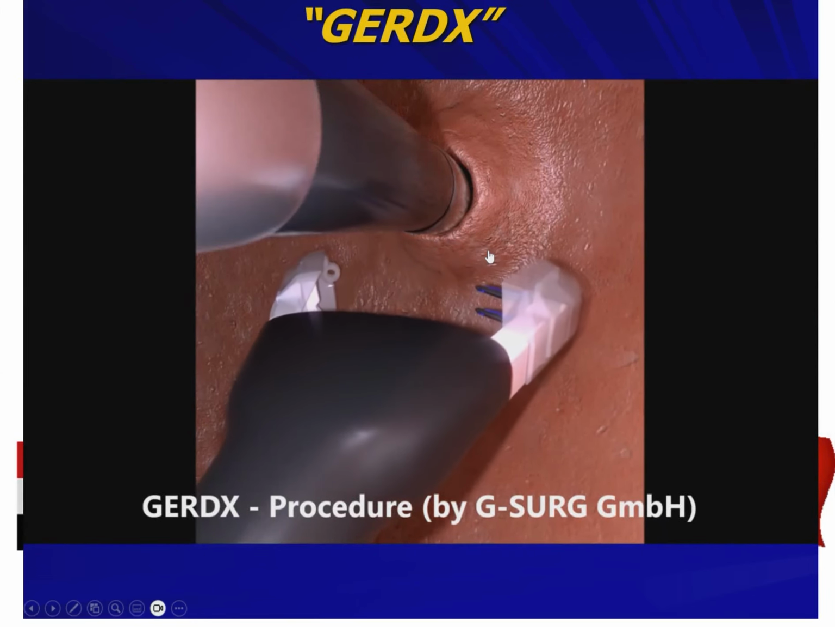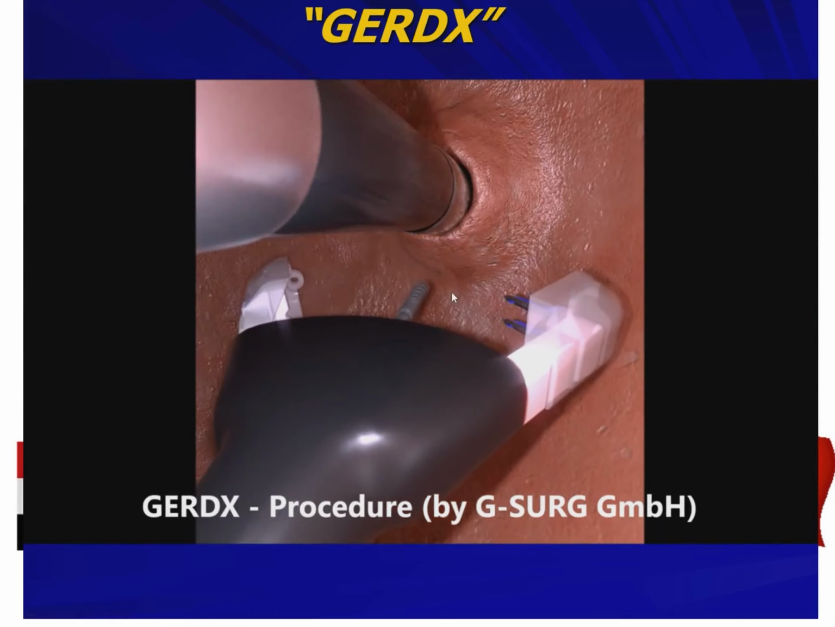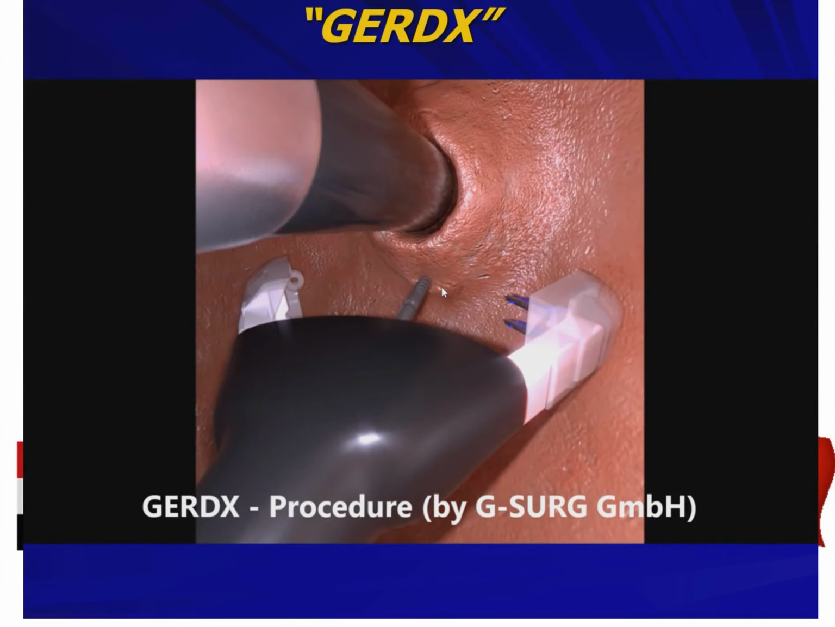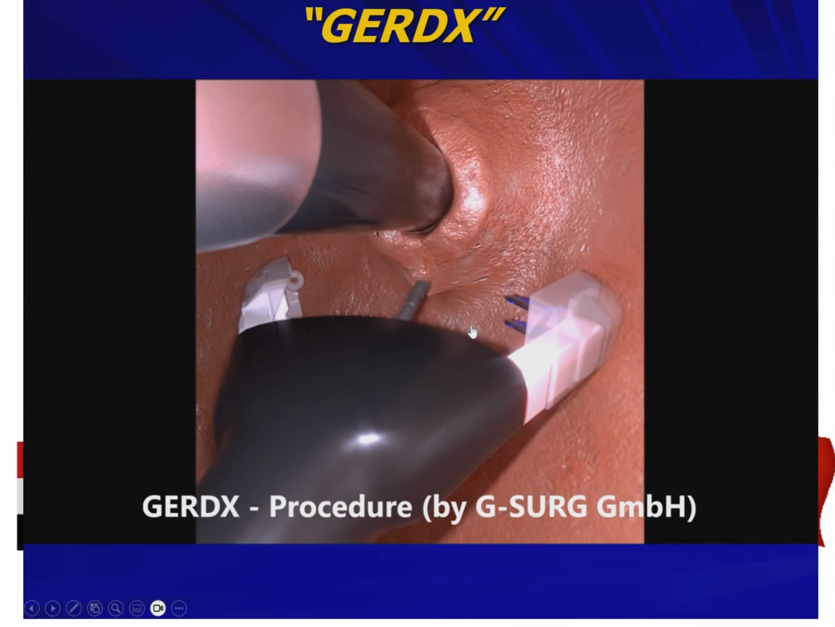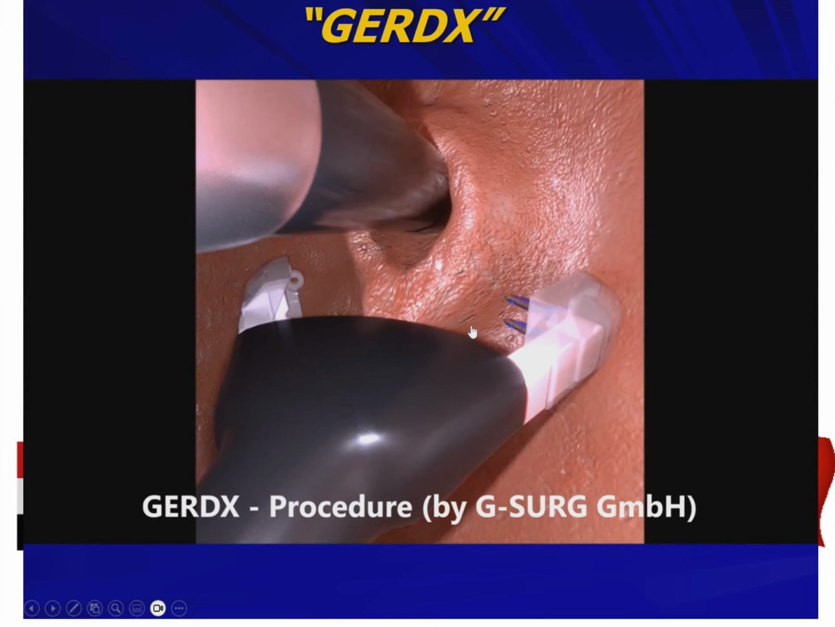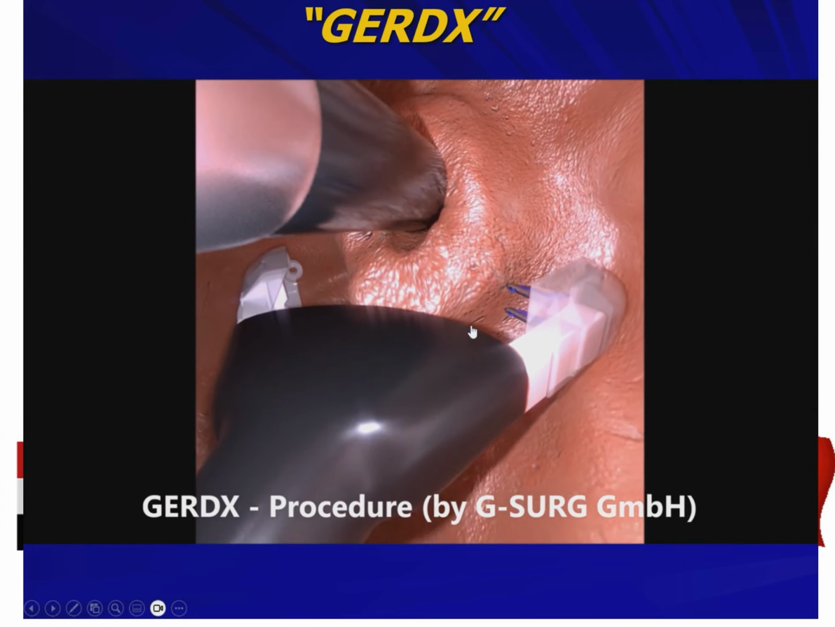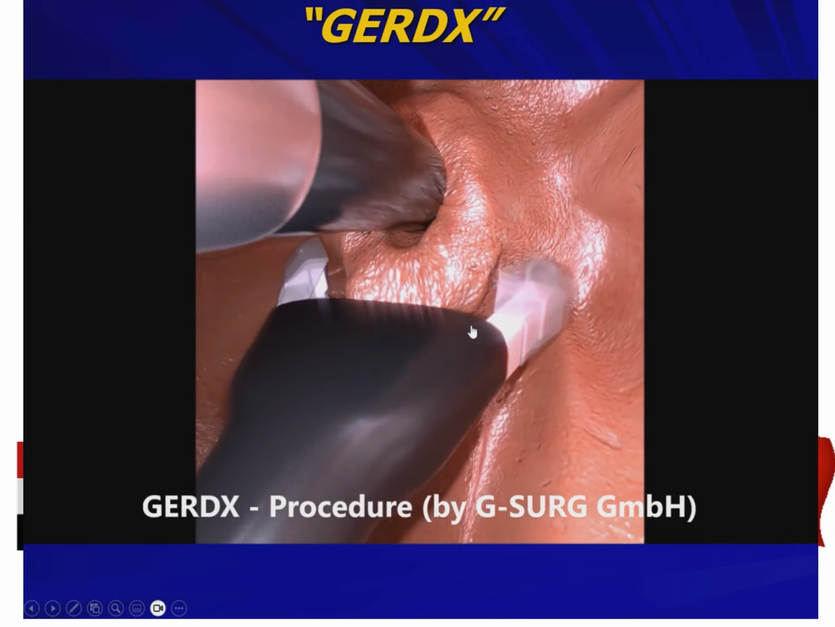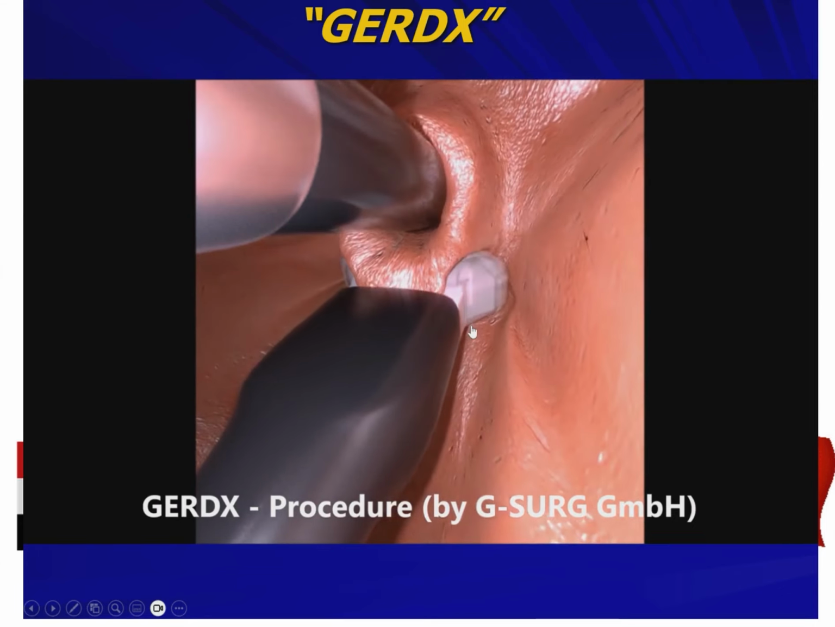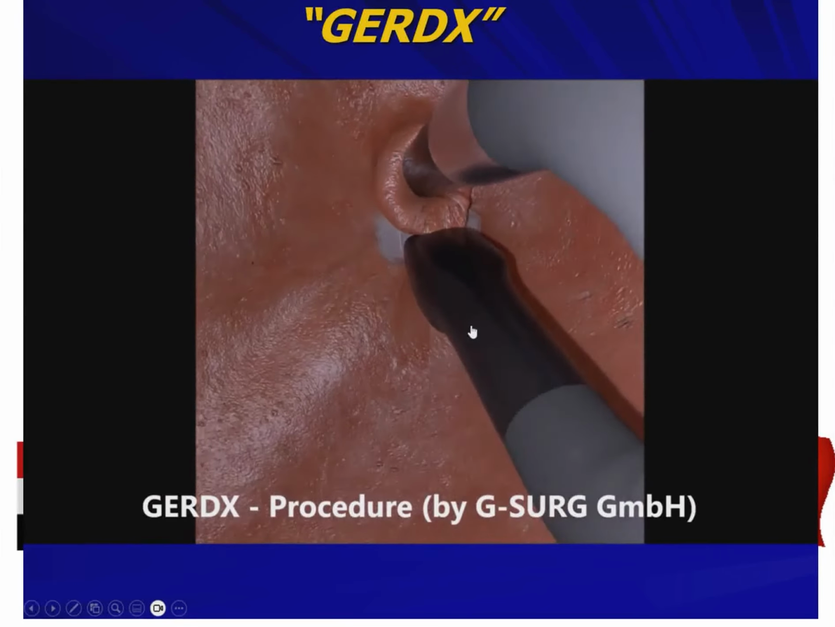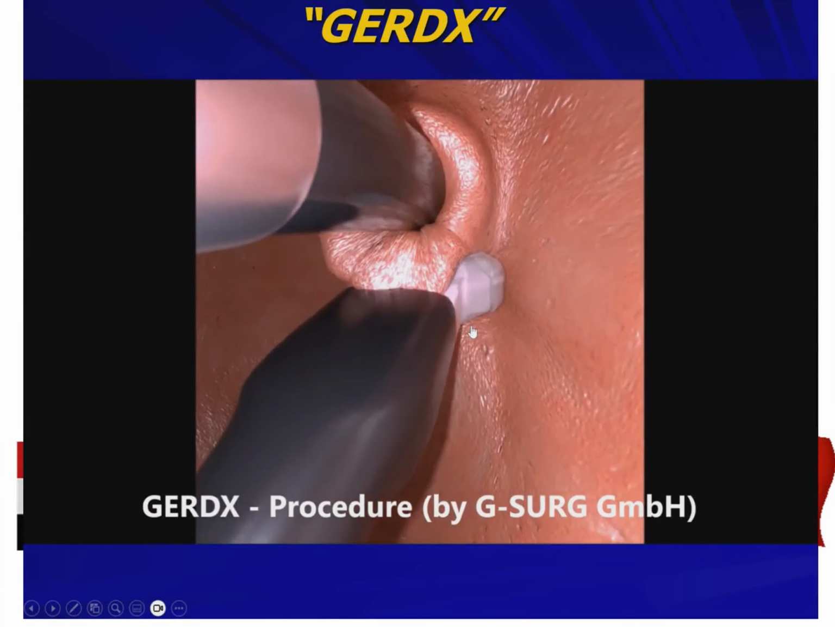So the device is retroflexed in the fundus. The helix grasps full thickness of the gastric wall and then retracts, and we can see we can apply the plications. And this can be repeated for second plications.